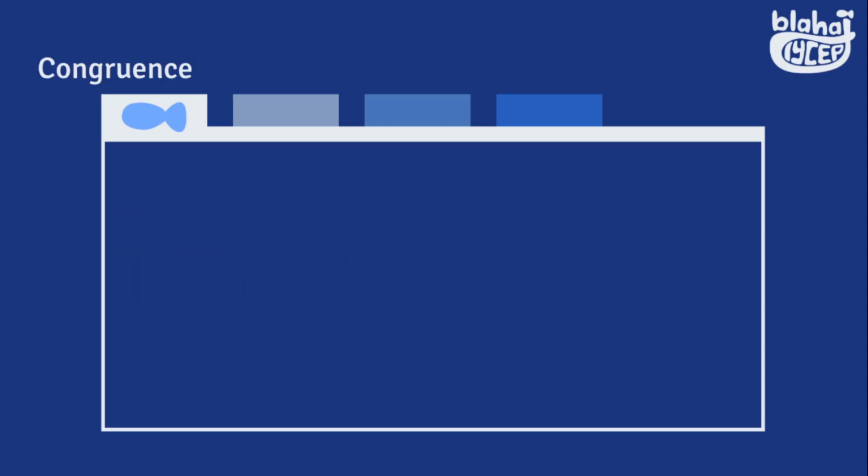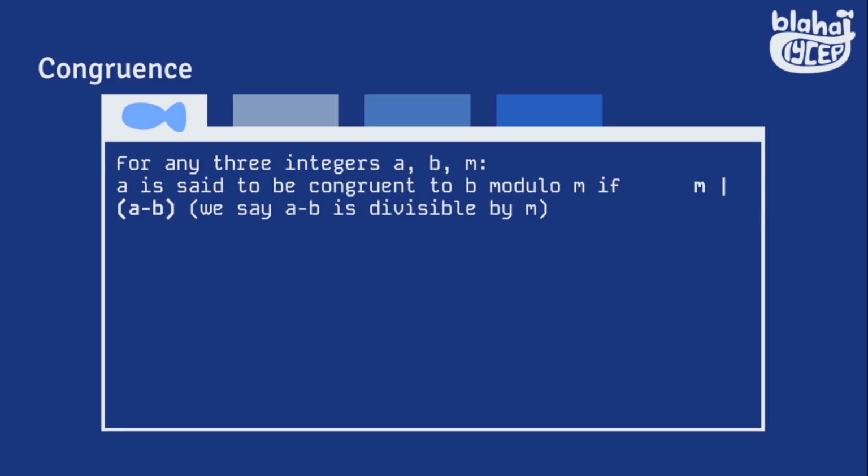And now we'll be moving into a concept in modular arithmetic called congruence. We'll be using the whiteboard now. Let's look at the formal definition of congruence. It says that for any three integers a, b, and m, a is said to be congruent to b modulo m if a minus b is divisible by m, which is a mouthful to say. But in short, let's get three numbers. So a is equal to 5, b is equal to 3, and m is equal to 7.